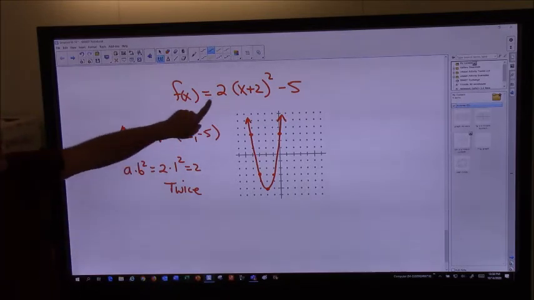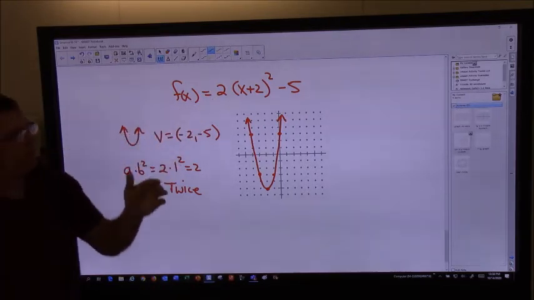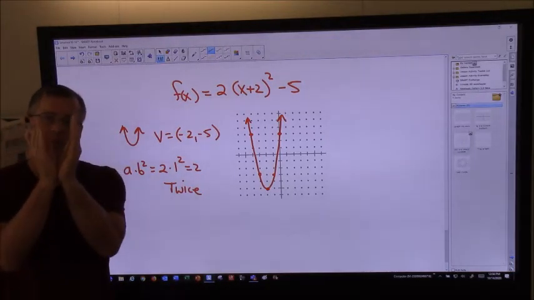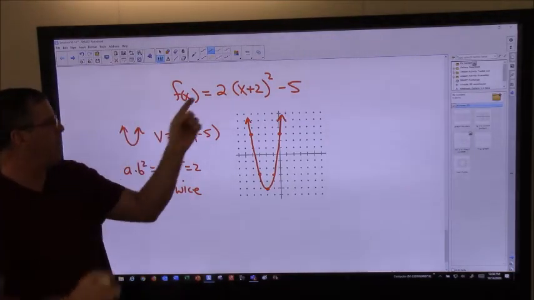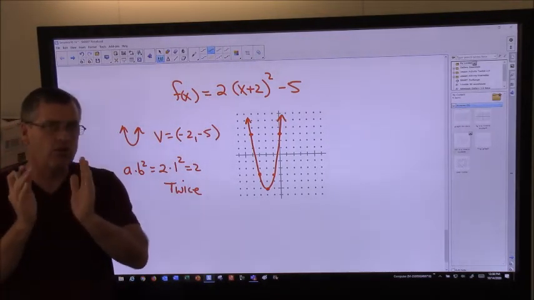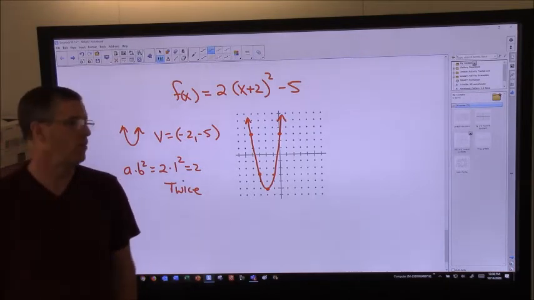So again, notice as this number gets larger than 1, because the y values go up faster, it makes the parabola appear to get narrower. And if that value is less than 1, like a half, well then the y values don't go up as fast, so it appears to get a little bit wider.